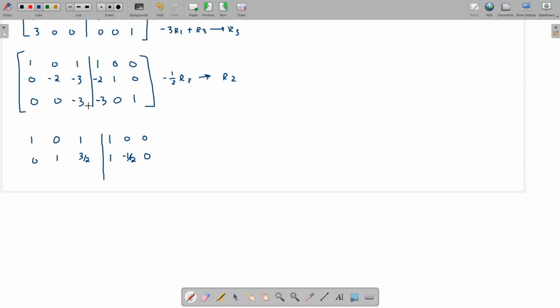Okay, we can go ahead and take care of the last row as well. The goal with this one is we've already got the 0 here that we want. We need this to be a 1. So we're going to go ahead and take negative 1/3 times row 3, and that will become the new row 3.